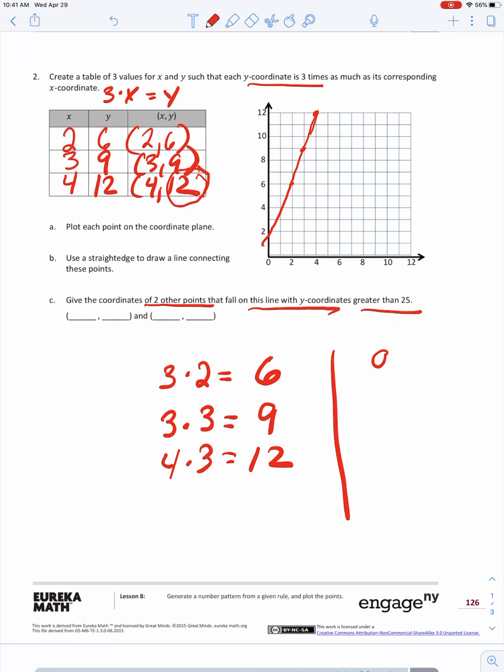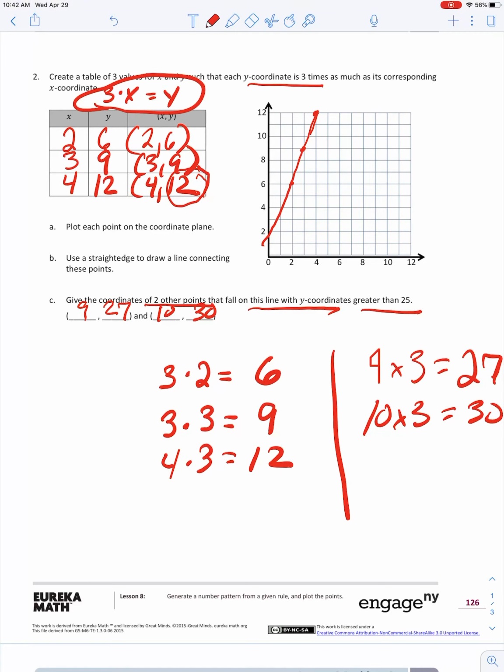So let's try 9. We're going to put in 9 times 3 equals 27. Will that work? It is. It's greater than 25. So we're going to put a 9 there and a 27 for the y coordinate. Then we'll just go up one more and make it real simple for ourselves. So we're going to say 10 times 3 equals 30. So the next points would be 10 and 30. So that's how you plug in a pattern.